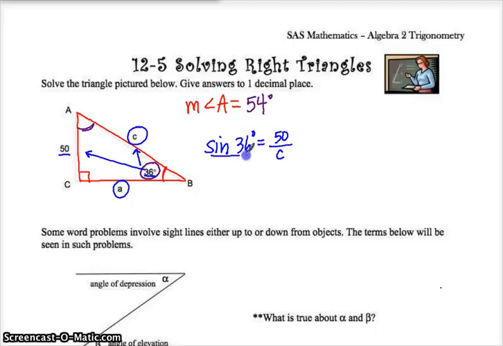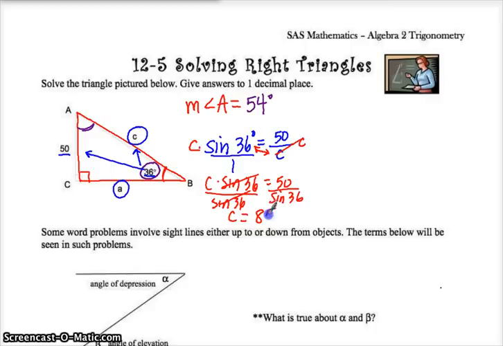How do I isolate my C? Well, it's a proportion. So what can I do with my C and my sine of 36? I can just switch places. You might be asking yourself why? Well, you just multiply by C on both sides, so you get C times sine of 36 degrees equals 50. Divide by sine of 36 on both sides. So C equals 50 divided by sine of 36. You just switch those places. So now you take your calculator, you do 50 divided by sine of 36. So C equals 85.1. It says round to one decimal place, so there we have it.